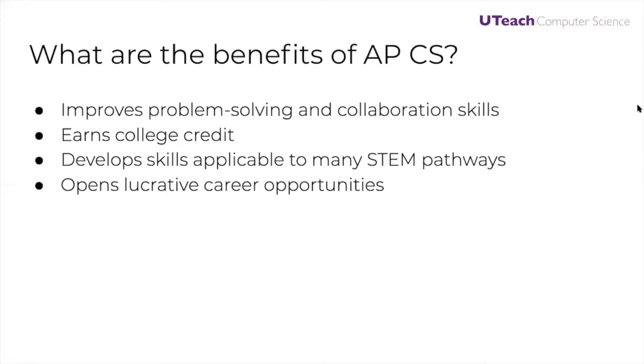You're going to get college credit for taking this course. That's very good financially. Also, it gives you an advantage when you get to college. You're going to develop skills applicable to many STEM pathways, and the career opportunities in STEM are lucrative. The average starting salary for a CS college graduate was close to $60,000, whereas the average starting salary for a regular college graduate was closer to $45,000. So these are benefits of having an AP CS program in your school.